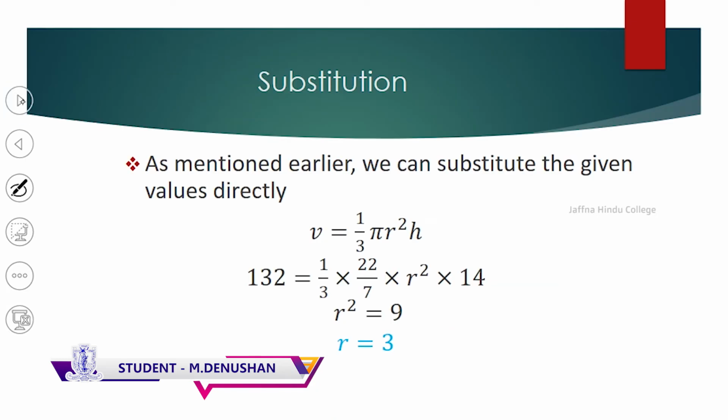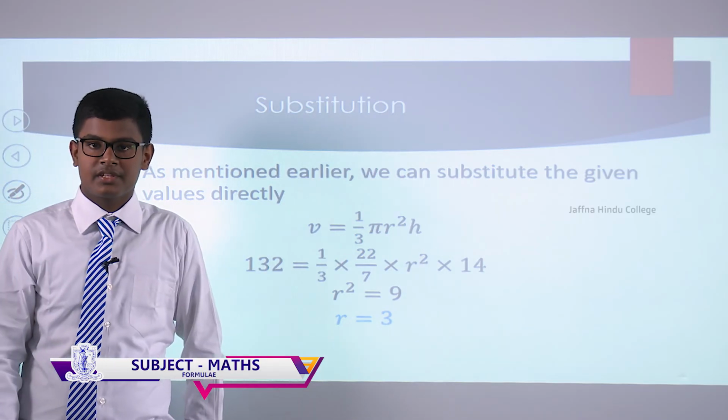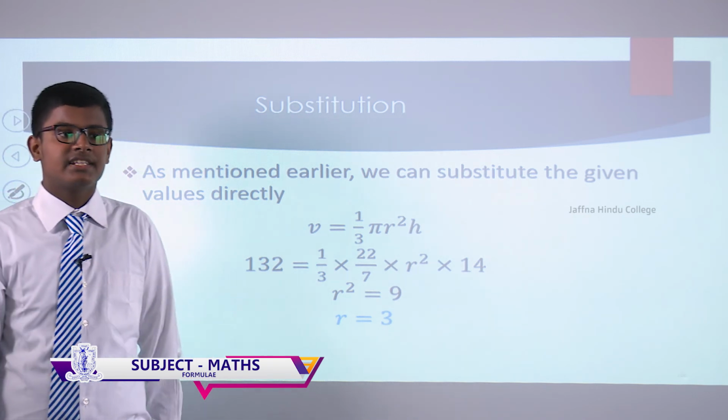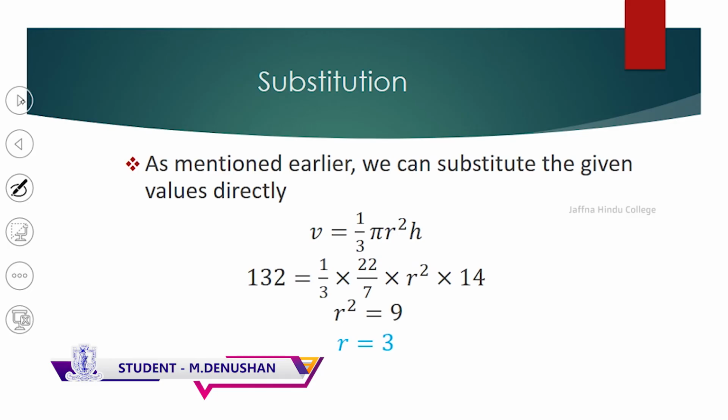Substitution. We have to be aware of the roots and squares when substituting into a formula containing squares and roots. In the formula v is equal to 1 by 3 pi r squared h, we have to find the value of r squared when v is equal to 132, pi is equal to 22 by 7 and h is equal to 14.